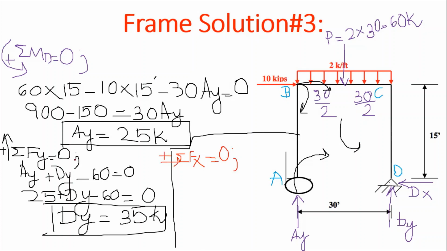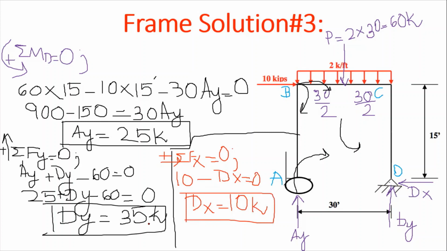Direction is positive. So what we have to do, we have to sum up horizontal forces, so its direction is positive and this direction is negative. So there were only two horizontal forces here. So Dx comes out to be 10 kips. So this is 10 kips. So this is the way to calculate the support reactions of the frame structure.